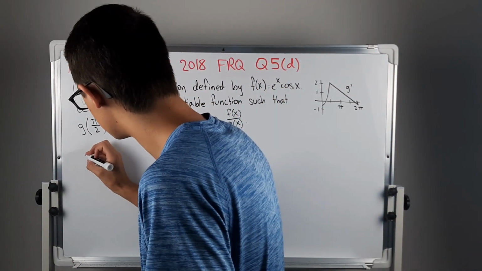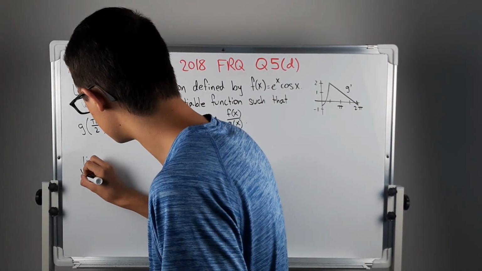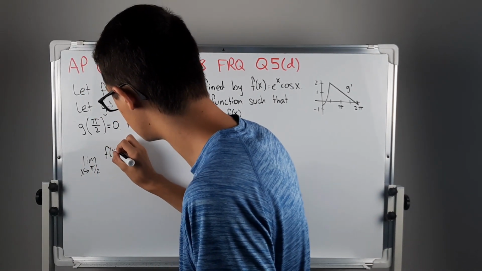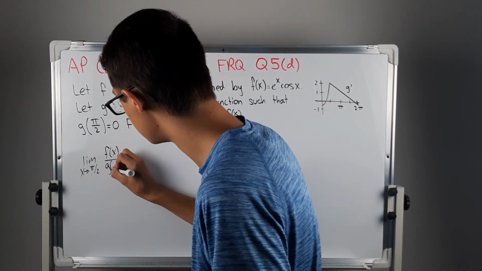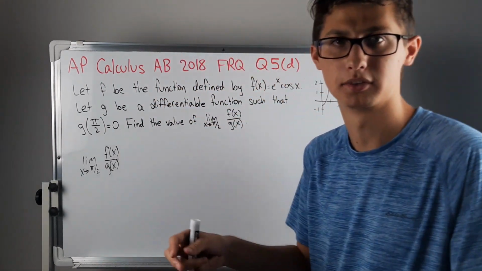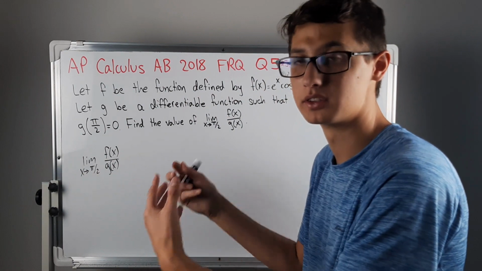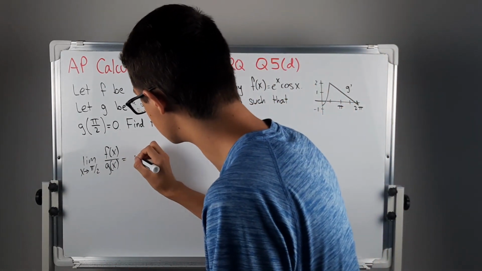So let me first write it out here. We have the limit as x approaches pi over 2 of f of x over g of x. We can use limit properties to help us break this up. So the limit of a quotient is equal to the quotient of the limits. So let me just write that out.